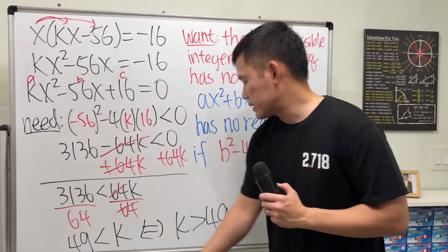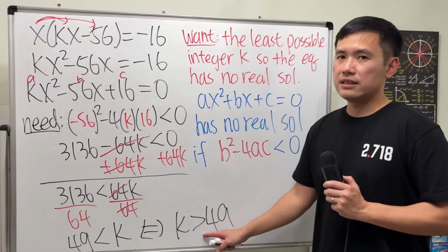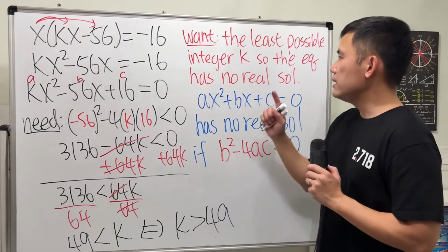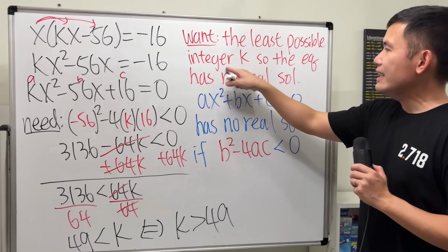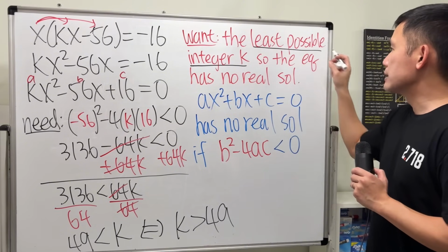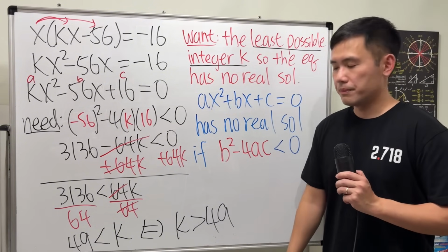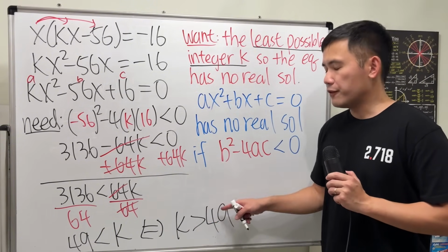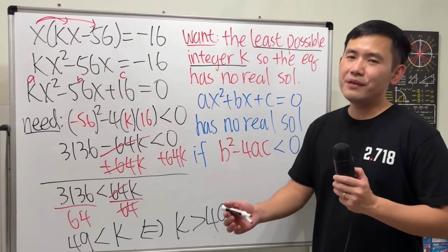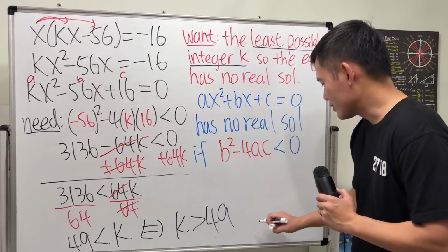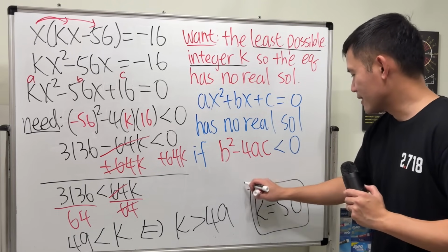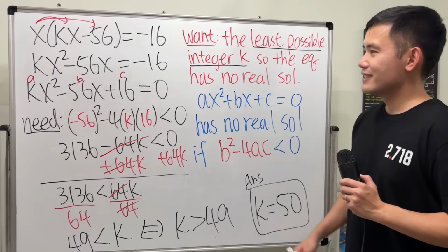If you look backwards, it's a little bit easier to look at it like this because we usually like to read it from left to right. So we need the least possible integer k. Remember, integer means whole number, and we want the smallest possible whole number to make this work. Whole number greater than 49. What's the next whole number? A little bit bigger than 49. 50. So we know that k has to be 50. And that is the answer. Just like that.